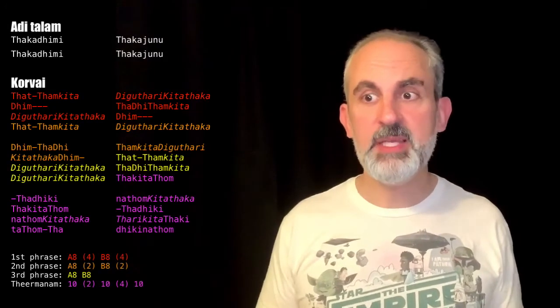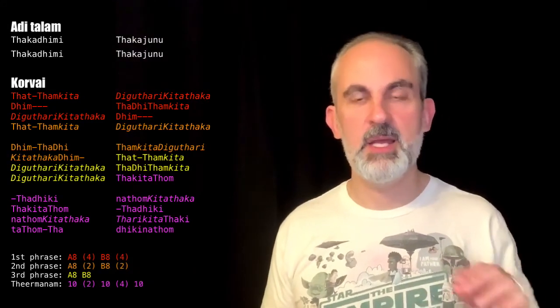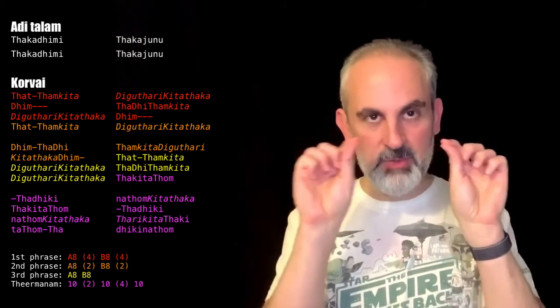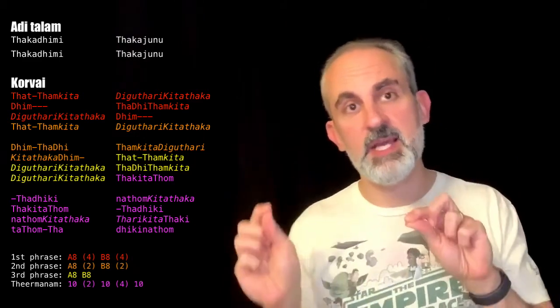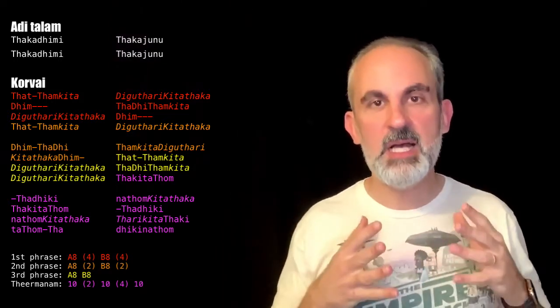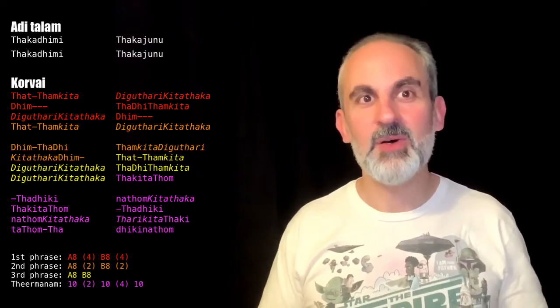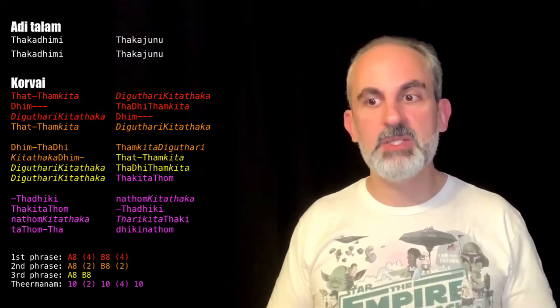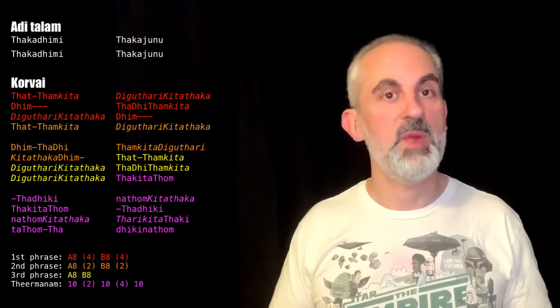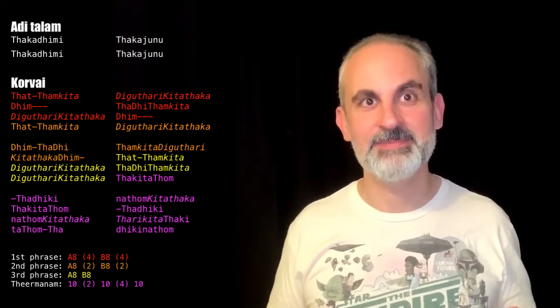And now here we have the transcription, and you will see that I kept the colors, right? So you can see that the first phrase is transcribed in the color red, the second is in orange, and the third is in yellow, matching the structure we just have seen. And the purple, of course, is used for the tirmanam at the end. So whenever you are ready, we count off half a cycle of talam, and we start.